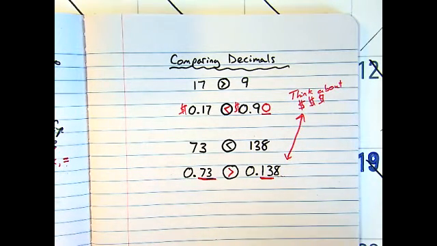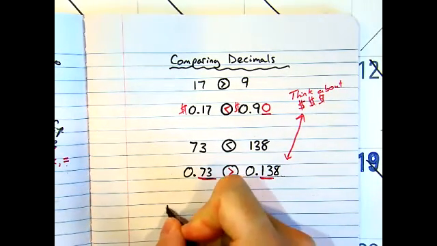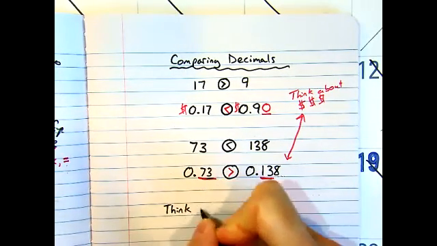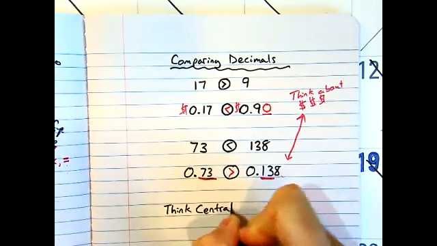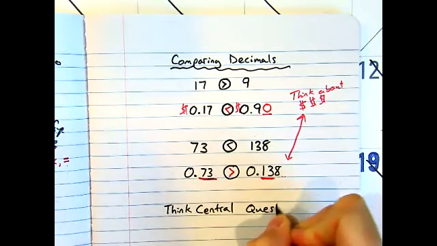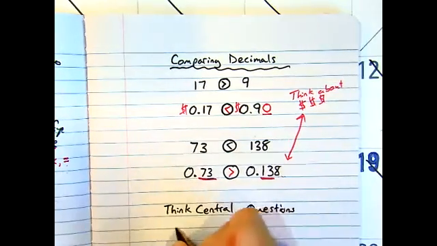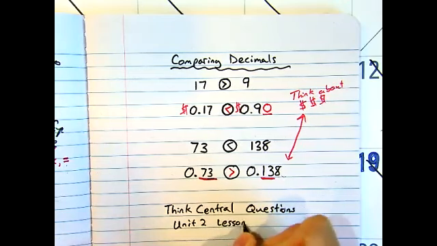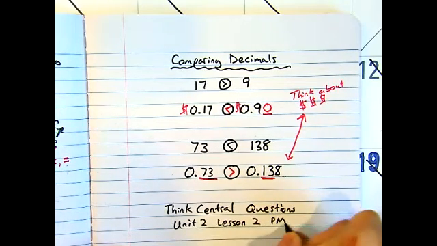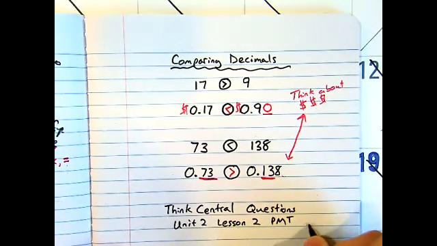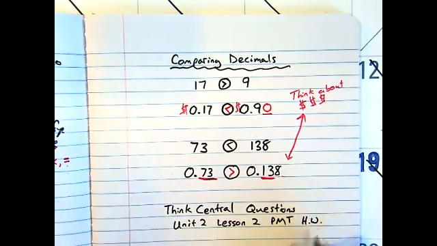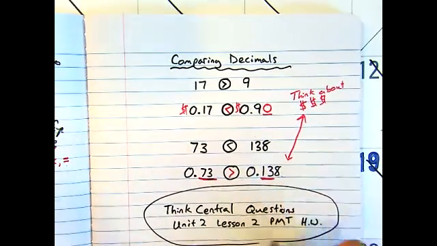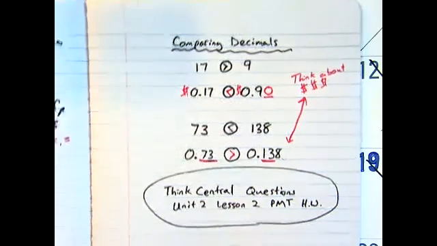All right, my friends, there will be some Think Central questions for you. I think we're going to call this one Unit 2, Lesson 2, PMT for Personal Math Trainer homework. This year it's not homework, it's classwork. You guys can get this done, and I'll check in with you later.